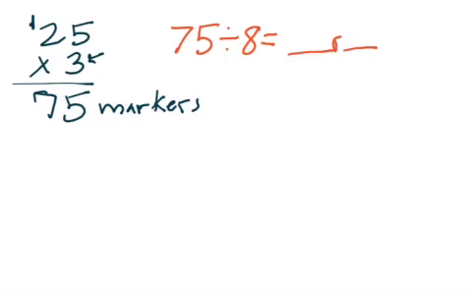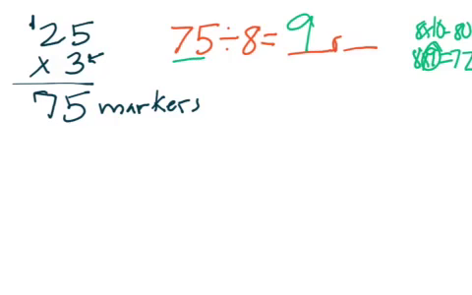8 times what gets me close to 75, but not over. I know that 8 times 10 is equal to 80. That's too much, so I'm going to go 8 times 9, and that's equal to 72. All right, there's my quotient, 9. 72 plus what gets me up to 75? I need 3 more. All right, so let's take a look at this and think about what this means.